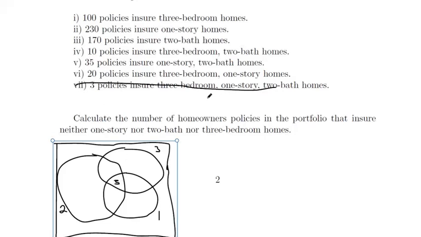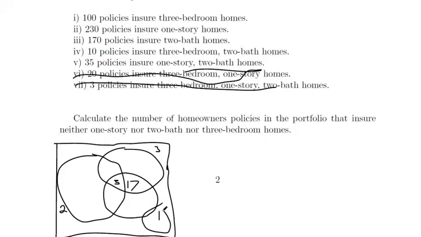Part 6, 20 policies ensure 3-bedroom, 1-story homes. So 3-bedroom, 1-story homes, where do those intersect? It's right here. There's 20 policies that meet that criteria, but we've already accounted for 3 of them over here, so there's 17 policies that go here. Done with that one. 35 policies that are 1 story, 2 baths, so we're talking about this intersection here. You've already accounted for the intersection between these 2. You've already got 3 accounted for here, so that means there's 32 left here.